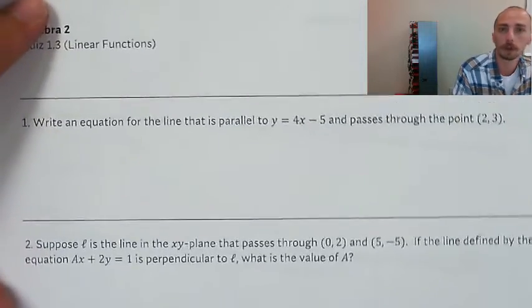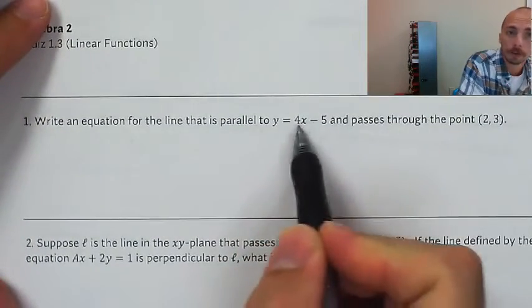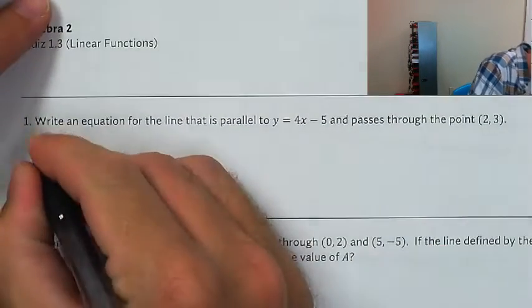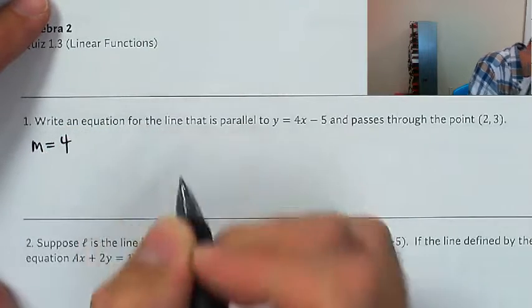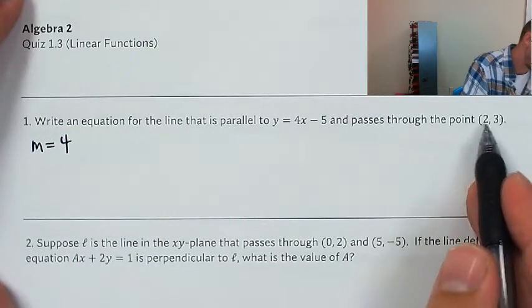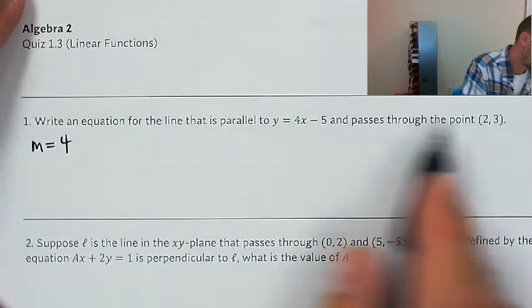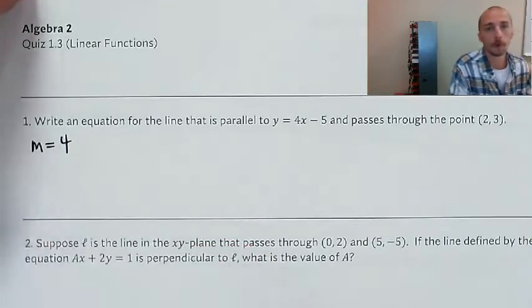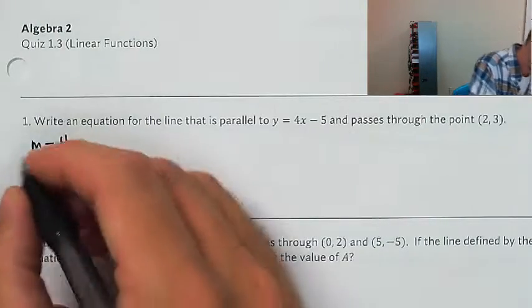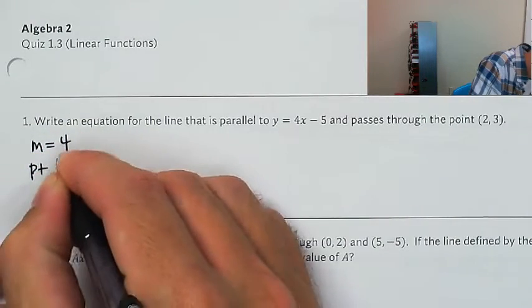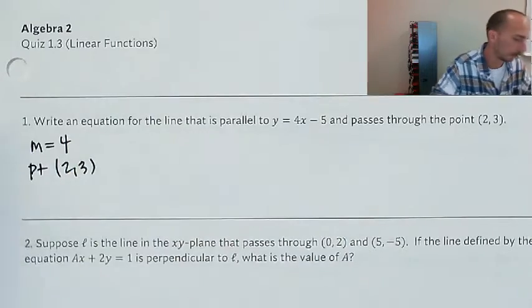minus 5. Okay, so parallel lines have the same slope. I know the slope of this line is 4, so I know that the slope of the line I'm trying to write is going to be 4. And passes through the point 2, 3. Well, it just said an equation. So I'm going to use point slope form. That's going to be the easiest way to do this.